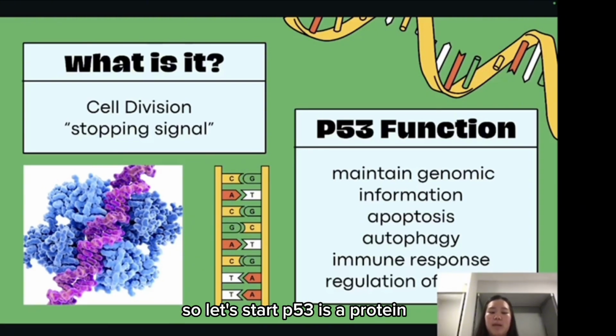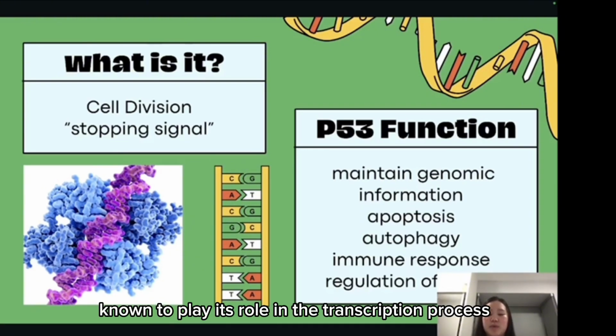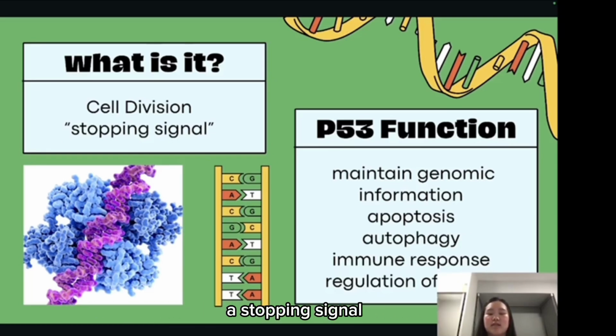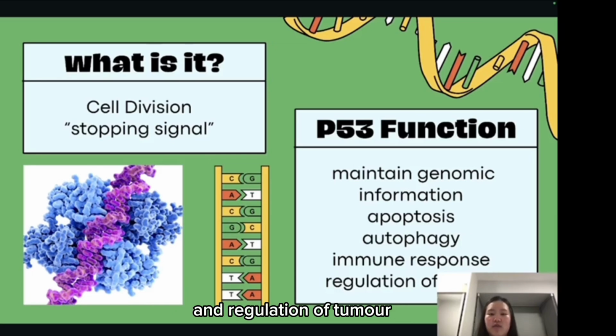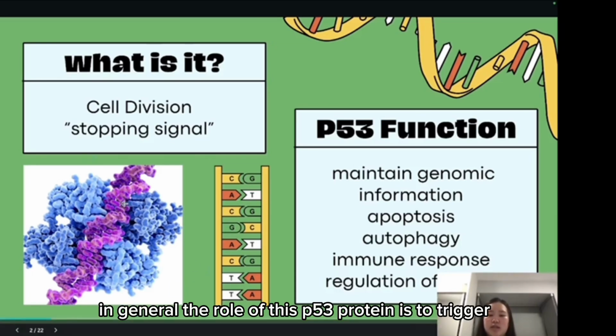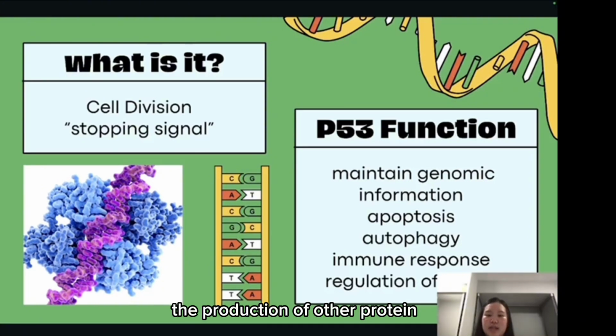So let's start. p53 is a protein known to play its role in the transcription process and acts as a tumor suppressor. This protein is in charge of cell division and acts as a stopping signal. This protein will also work with other proteins to carry out its other functions, such as maintaining genomic information, apoptosis, autophagy, immune response, and regulation of tumor. In general, the role of this p53 protein is to trigger the production of other protein, which will act as a stopping signal for the cell division.